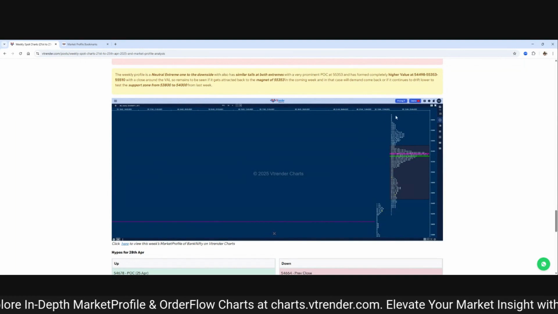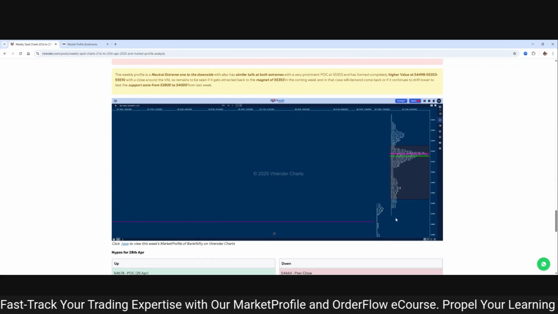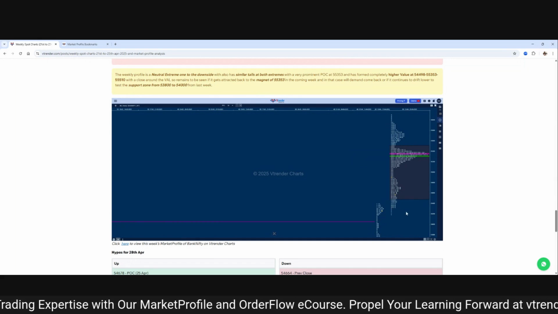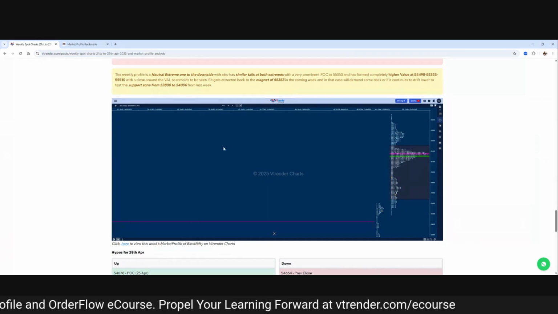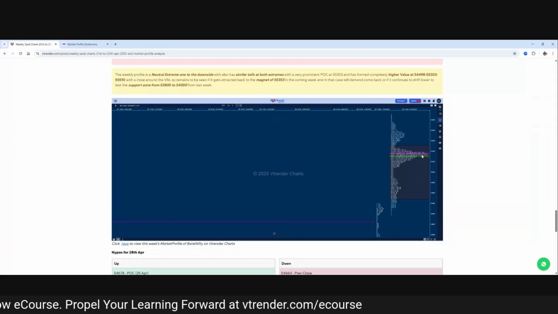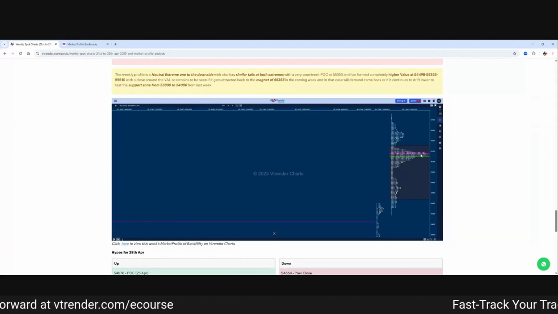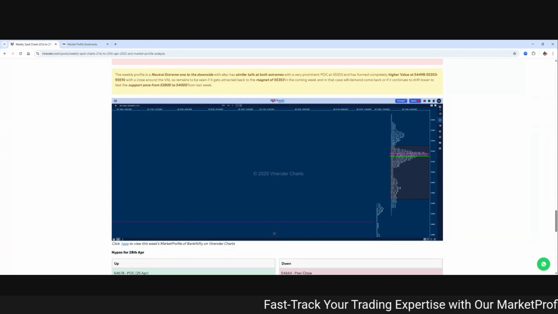So you can see how we have a small selling tail at the top and a small responsive buying tail at the bottom. Both of these are singles and we have a neutral extreme profile. But what you can see from the weekly chart is we have an ultra prominent POC. You have so many TPOs aligned at this zone, so it becomes a magnet.